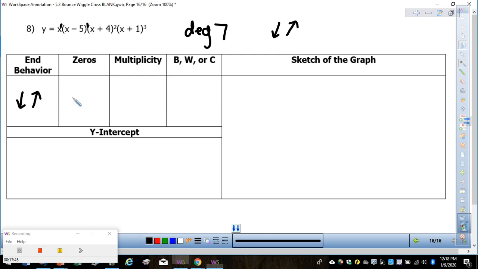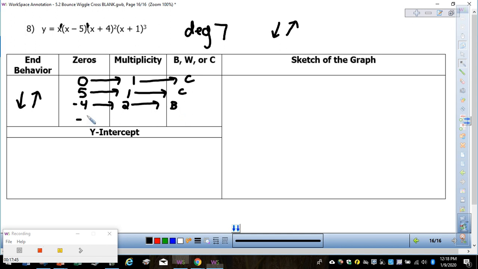So the first factor is x, so the 0 is 0. Multiplicity is 1, so it's going to cross. X minus 5, we're going to turn it into positive 5. Multiplicity is 1, so this one is also going to cross. X plus 4, we'll turn it into negative 4. Multiplicity is 2, so it's a bounce. And then x plus 1, turn it into negative 1. Multiplicity is 3, so this one is going to wiggle.